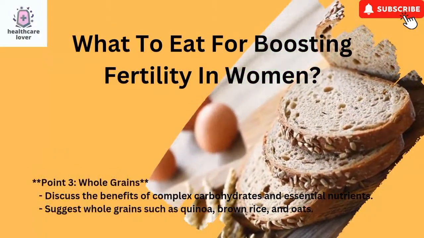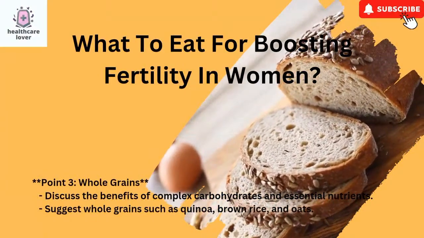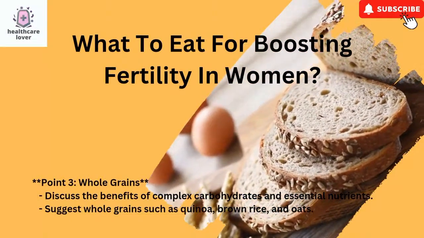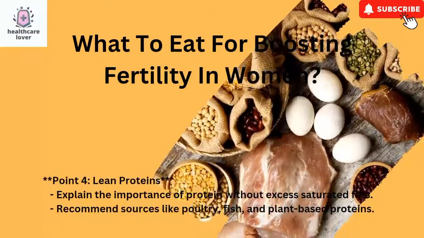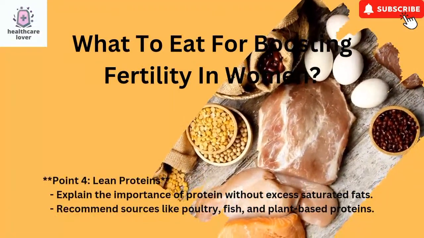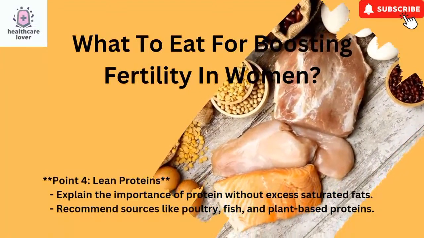Point 3. Whole grains. Discuss the benefits of complex carbohydrates and essential nutrients. Suggest whole grains such as quinoa, brown rice, and oats. Point 4. Lean proteins. Explain the importance of protein without excess saturated fats. Recommend sources like poultry, fish, and plant-based proteins.